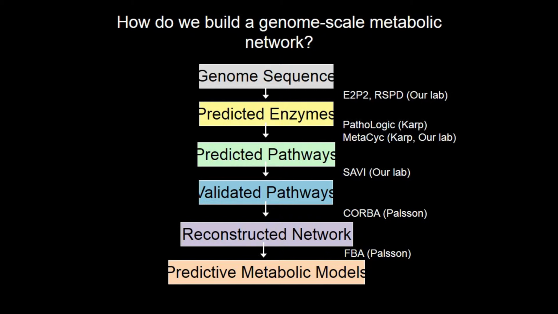The way it works is that we first take the proteins that are annotated from the genome sequences and predict metabolic enzymes using a set of curated, well-characterized enzymes as well as non-enzymes. Then, using those predicted enzymes, we predict reactions and pathways from reference pathway databases. We manually validate these predicted pathways using information in the literature. And then different tools are used to reconstruct predictive and quantitative metabolic network models.